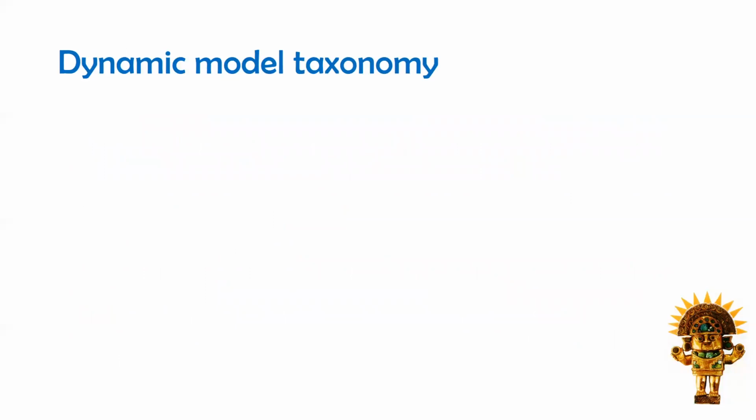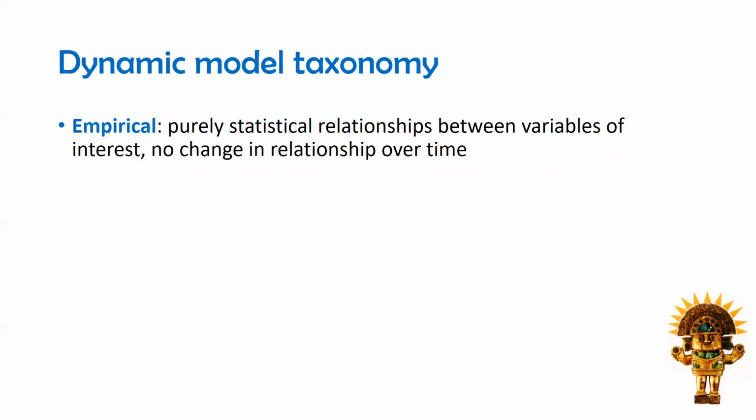So I'd just like to put this into a bit of context. I said INCA is a process-based model. So there are three types of dynamic models. The first is empirical. There are purely statistical relationships between variables of interest. There's no change in relationship over time.